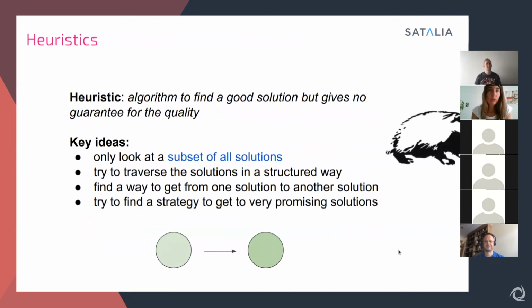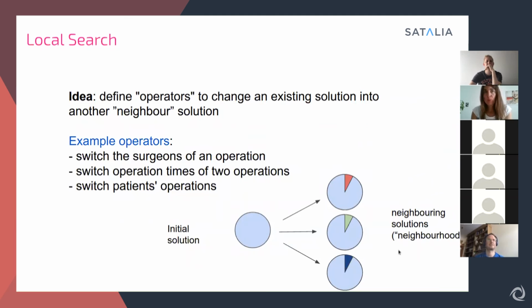Okay, now let's move on to the heuristic approach. As I said before, the heuristics will find a solution, but they cannot tell you anything about the quality. The key idea for their success is that they don't look at all of the solutions that exist. They only look at a subset, and they also try to look at the set of solutions in a structured way. The main idea is that you start from one solution, and then you modify bits of the solution, and hopefully you're going to end up at better solutions by doing this in a specific way.